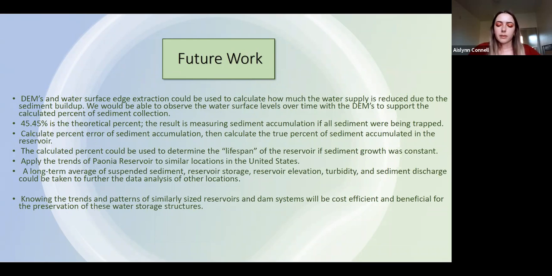Just with a lack of recorded data for many dams all over the United States, having knowledge on patterns will be cost efficient as these results can be projected elsewhere and beneficial for the preservation of these systems.